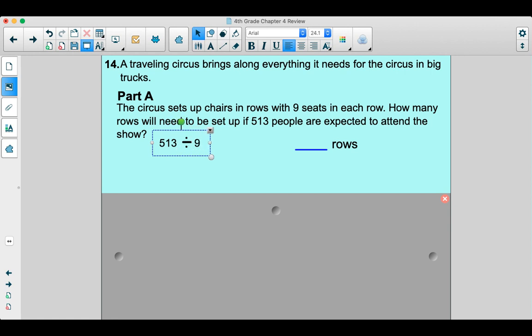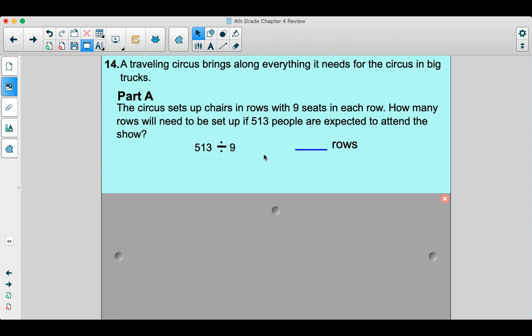Okay. How will you do this? I know I'm going to use my basic facts because that's just the way I like to roll. So I'm going to start thinking about 9 times 1, 9 times 2, and so on, so on, right? So 9 times 5 is 45. 9 times 6 is 54.